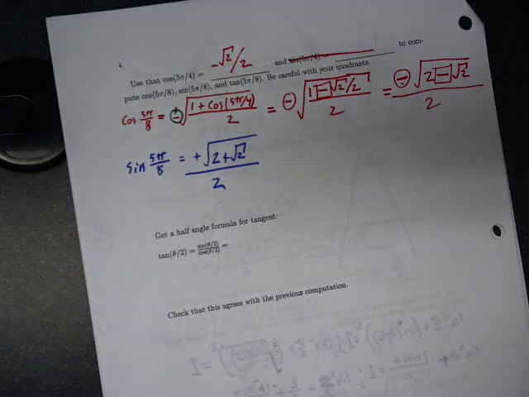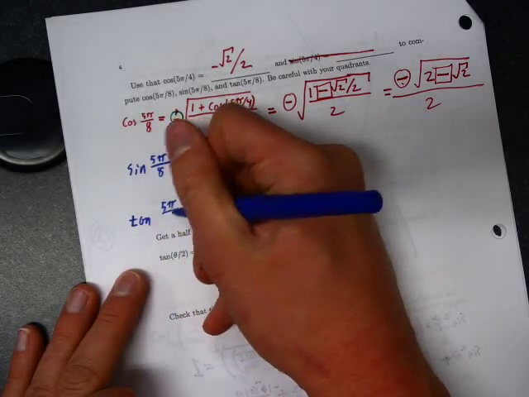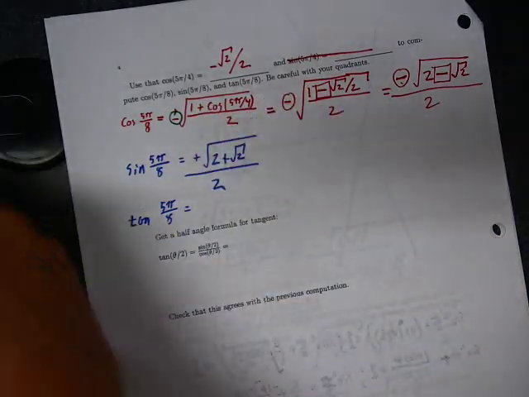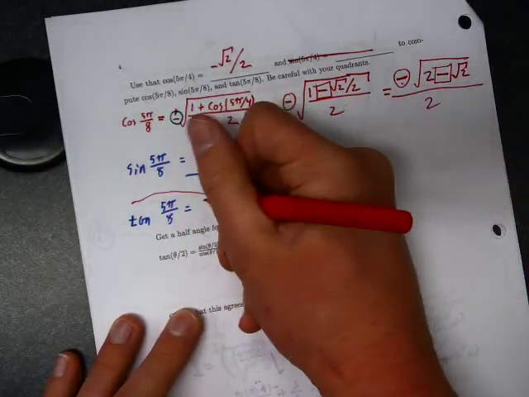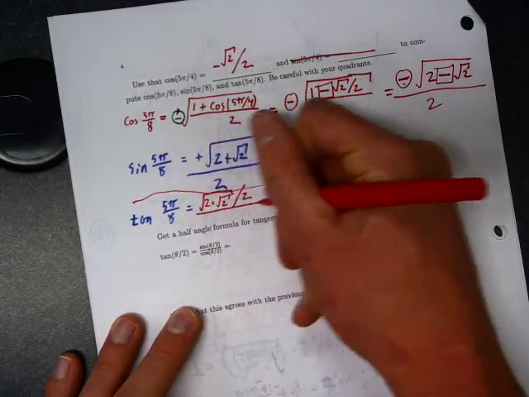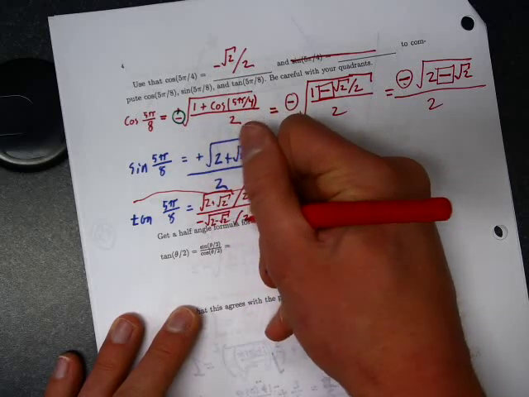Cool. And so now we'll black box that. Now that we know sine and we know cosine, how can we compute tangent? Divide sine by cosine. So the tangent of 5 pi over 8 will be sine, 2 plus the square root of 2, square rooted, over 2, divided by negative the square root of 2 minus square root of 2 all over 2.